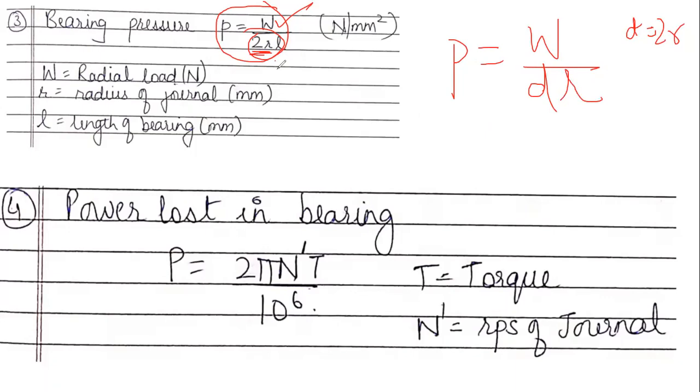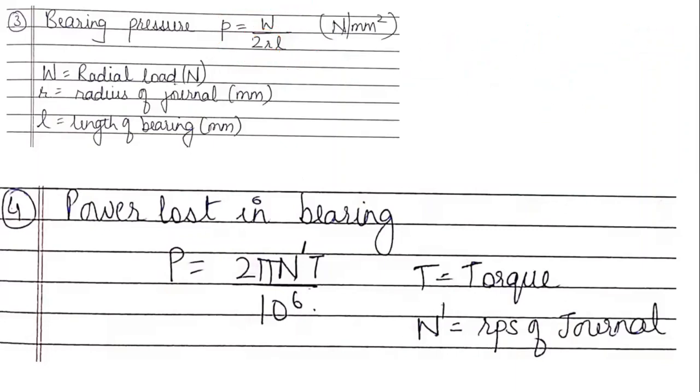So either formula can be used: P is W upon 2RL, or P is equal to W upon DL, where W is the radial load, R is the radius of the journal in mm, and L is the length of the bearing in mm.